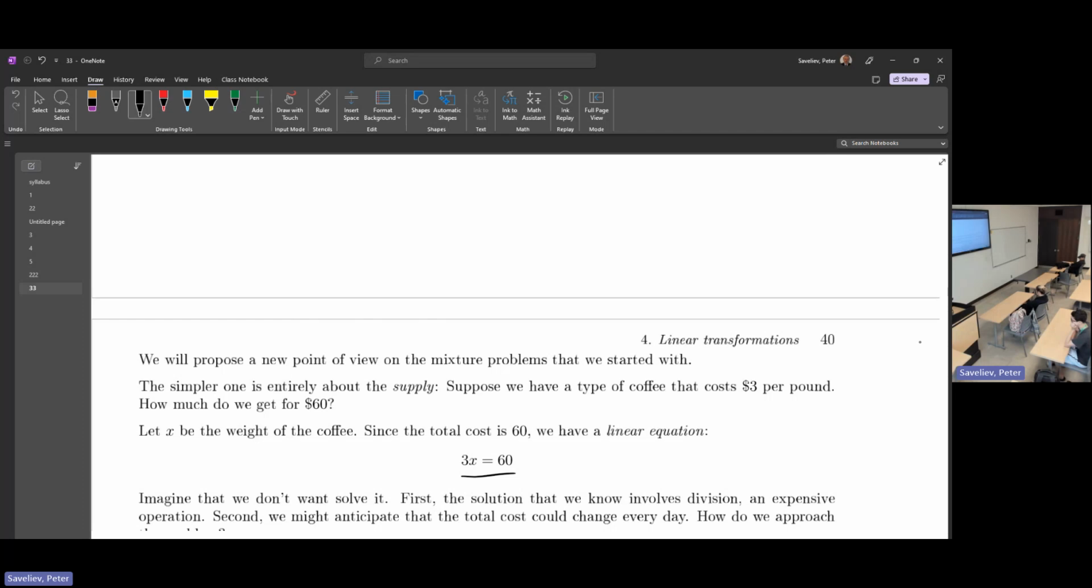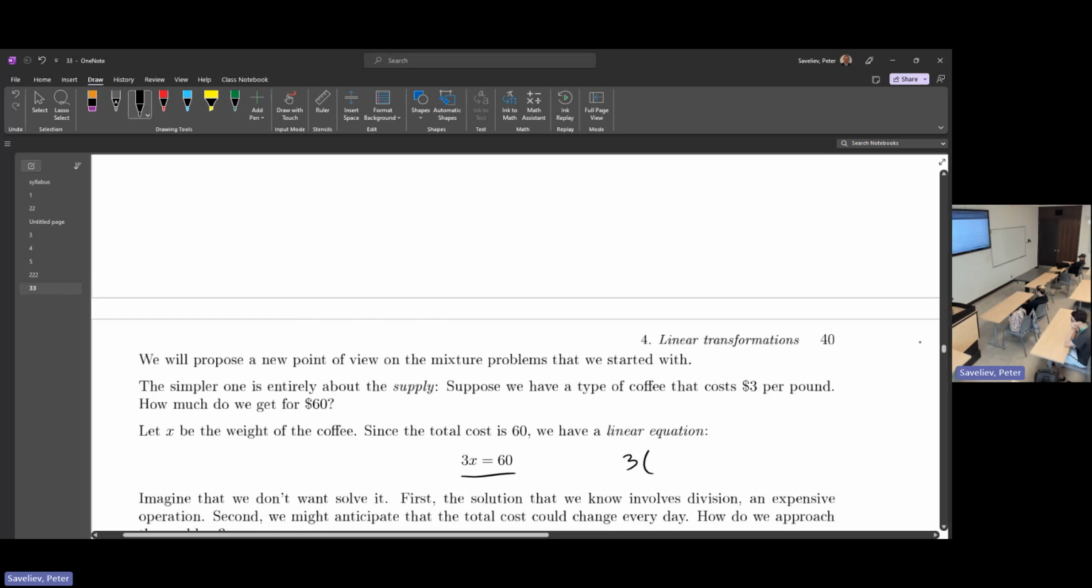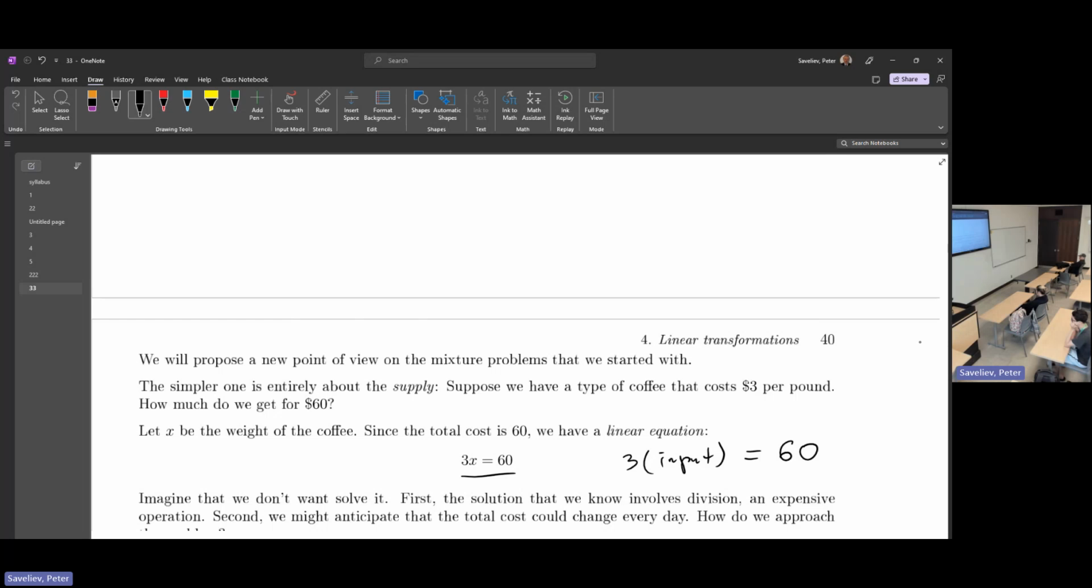Okay, so not even an equation, it's a function with a known output. Okay, so 3 times the input is equal to 60. That's the way we want to see it. Because the solution involves division. If we just divide 60 by 3, that's surely easy, but in high dimension there will be no division, unfortunately. We know that already.